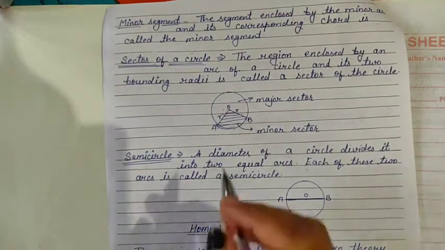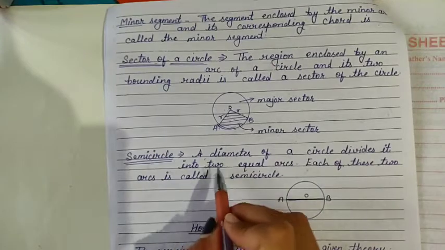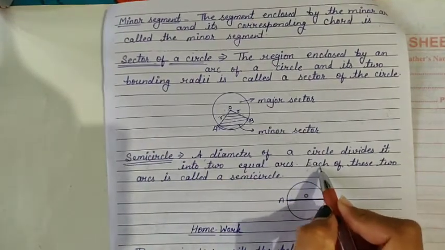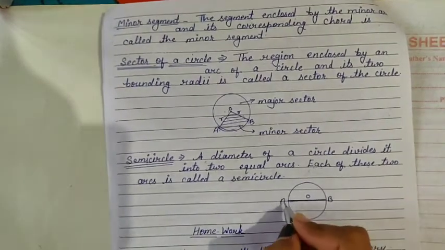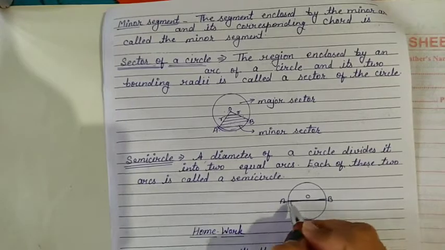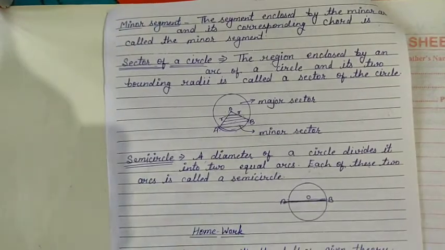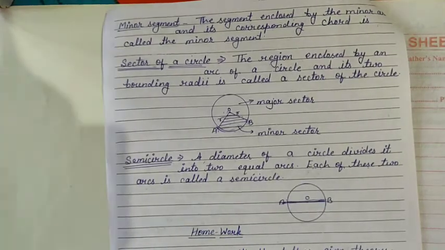Now, semicircle. A diameter of a circle divides it into two equal arcs. Each of these two arcs is called a semicircle. This is the diameter AB of the circle. This divides the circle into two arcs, this one and this one, and each of these two arcs is called a semicircle. So students, these are the definitions of this chapter.